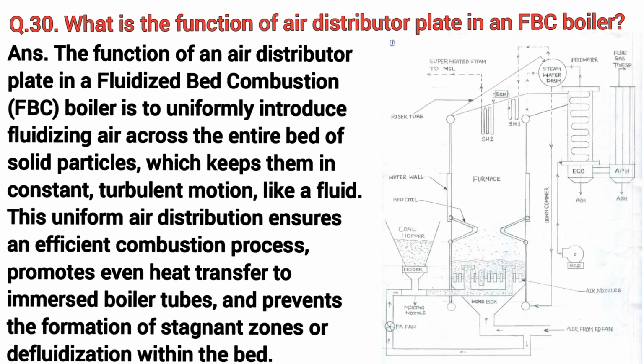The function of an air distributor plate in a fluidized bed combustion boiler is to uniformly introduce fluidizing air across the entire bed of solid particles, which keeps them in constant, turbulent motion, like a fluid. This uniform air distribution ensures an efficient combustion process, promotes even heat transfer to immersed boiler tubes, and prevents the formation of stagnant zones or defluidization within the bed.